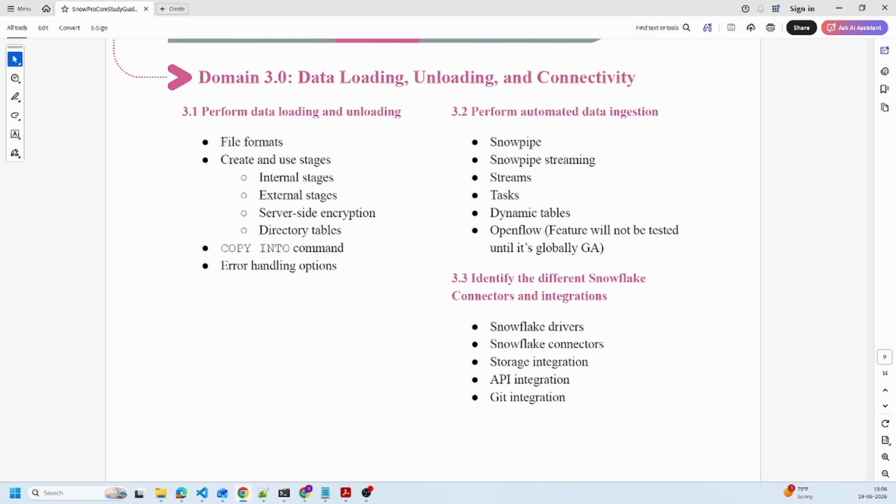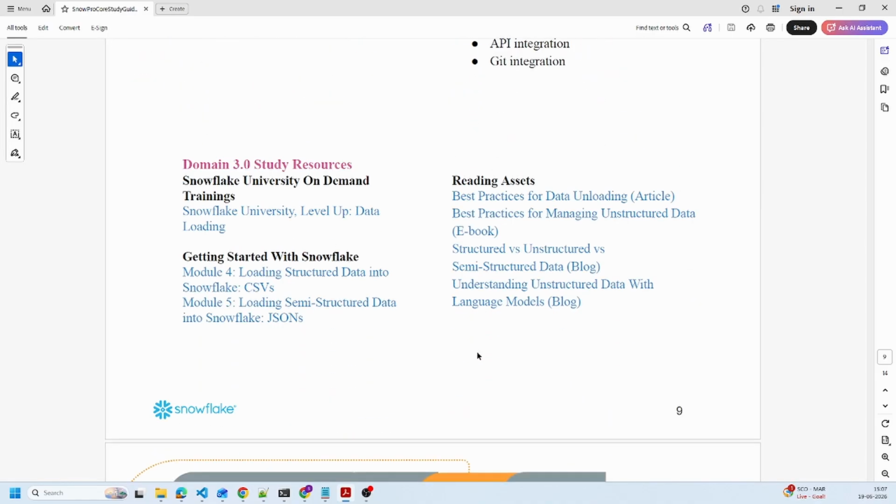Now let's talk about domain 3, data loading, unloading, and connectivity. This is where Snowflake starts to feel very practical. File formats, stages, copy into, error handling, internal stages versus external stages, server-side encryption, directory tables. You don't need to memorize syntax, but you do need to understand behavior. For example, when to use Snowpipe, when to use Snowpipe streaming, when tasks and streams make sense, when dynamic tables are a better option, and connectivity, drivers, connectors, storage integrations, API integrations, Git integration. Again, focus on why, not how.